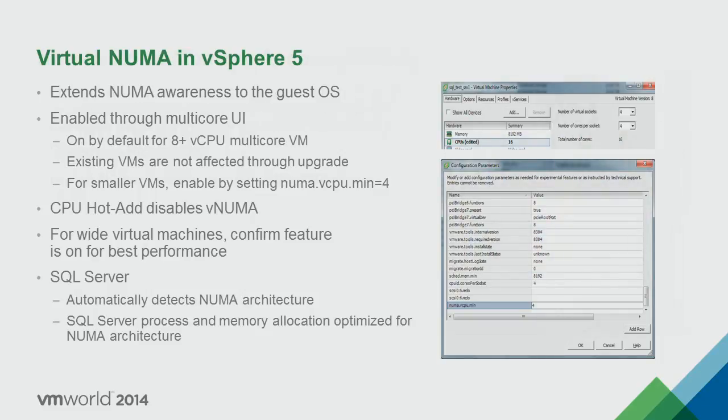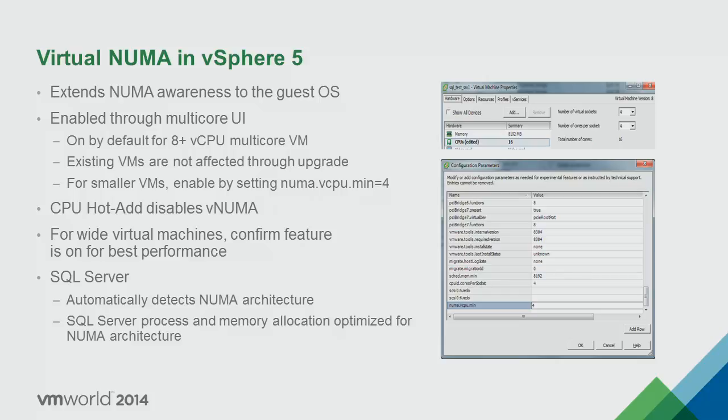So with that intro, there are a couple things that we can do to minimize the impact of that. Number one is the virtual NUMA interface in vSphere. It extends NUMA awareness to the guest OS, where the guest OS wouldn't know what the NUMA architecture was before. And SQL Server does a great job of recognizing the NUMA architecture and tuning itself around that. So make sure that you enable this. It's on by default for machines that are 8-core plus. For smaller VMs, you can set the numa.vcpu.min equals 4 setting to get NUMA set for those smaller VMs.